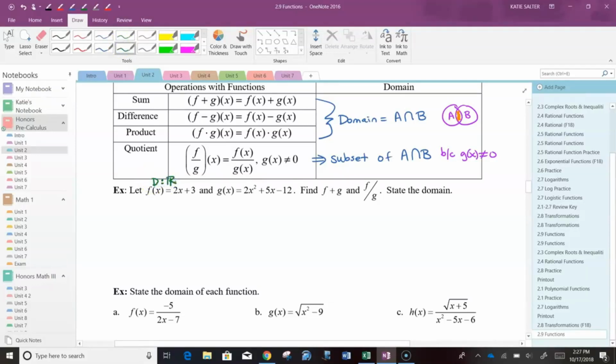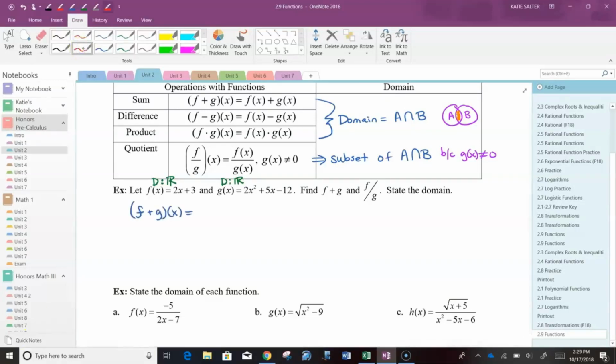The next one, g of x equals 2x squared plus 5x minus 12, is a quadratic function. It's a polynomial function, so it also has a domain of all real numbers. So this makes this pretty easy, because the intersection of the domain of all real numbers with the domain of all real numbers is also all real numbers.